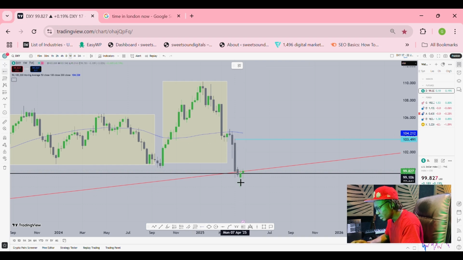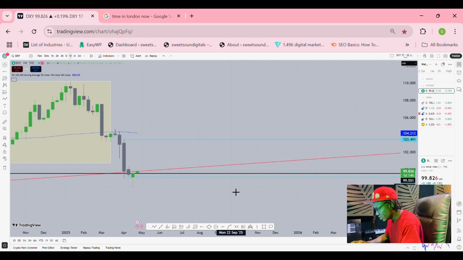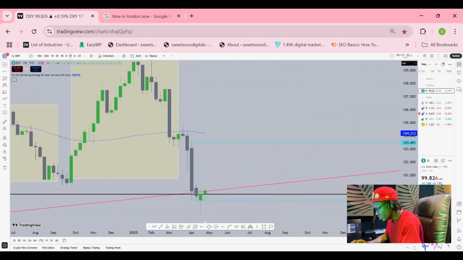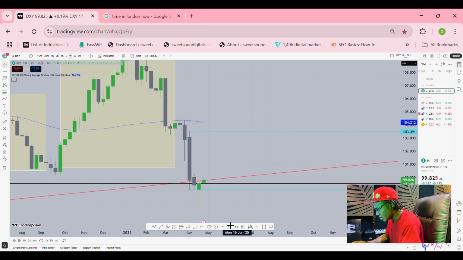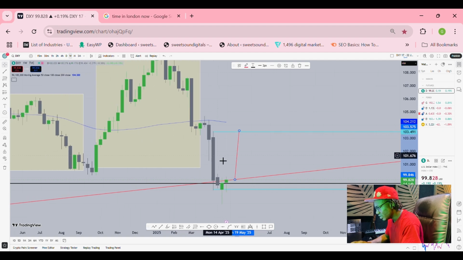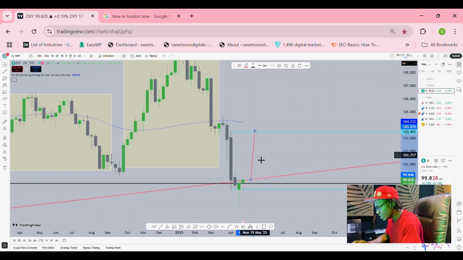And then this is the low. The low has been swept. Let me zoom in so you can see that clearly, right? The low has been swept, right? So we want to see the dollar bounce off, at least to 100, to this resistance zone here.